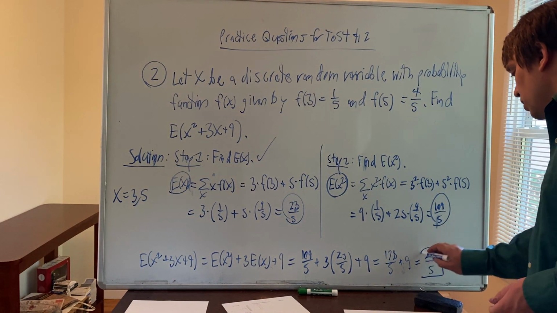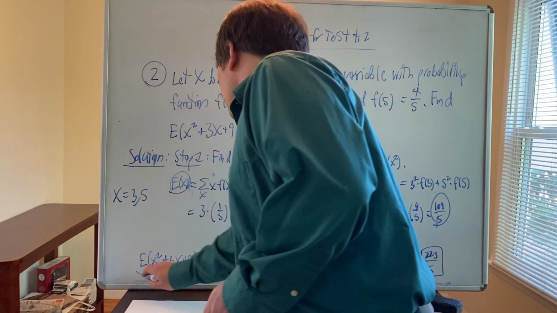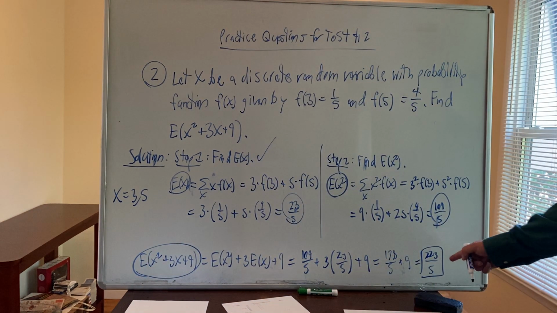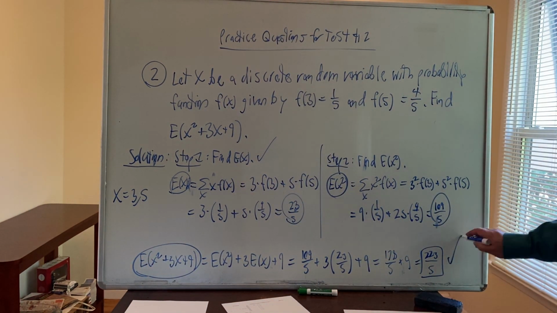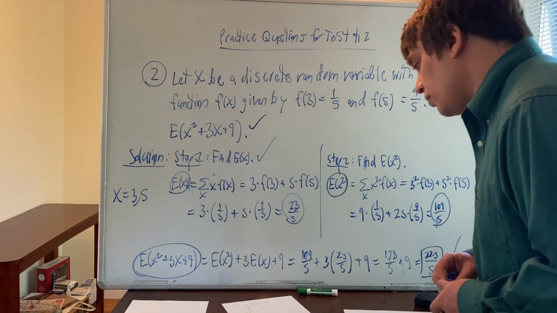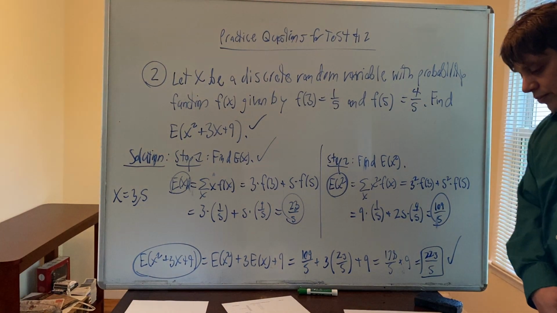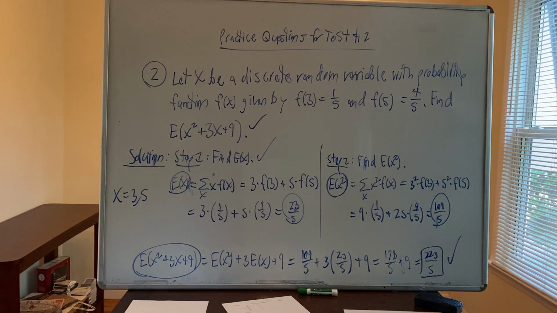That's the answer, 223 over 5. That's the value of E of X squared plus 3X plus 9. It's 223 over 5. All right, and so that's the answer to number 2.